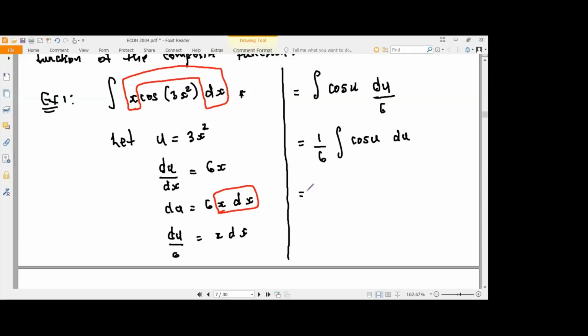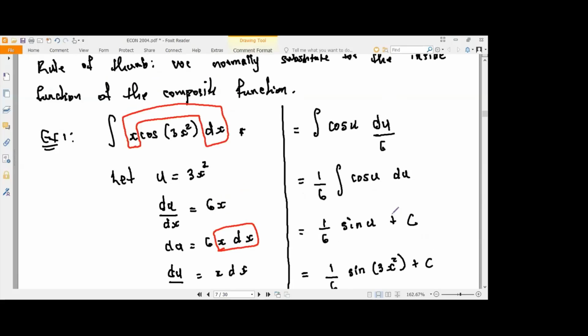Simply all I need to do now is just integrate. So when I integrate this now, I'm going to have 1 over 6, and the integral of cosine u is just going to give me sine u. So the answer here is 1 over 6 sine u plus c. But something you must remember, you did not start with a u. You used the variable u as a means to an end. So you now have to resubstitute it, right? So the final answer is 1 over 6 sine of 3x squared plus c. And that's how you'd use substitution.